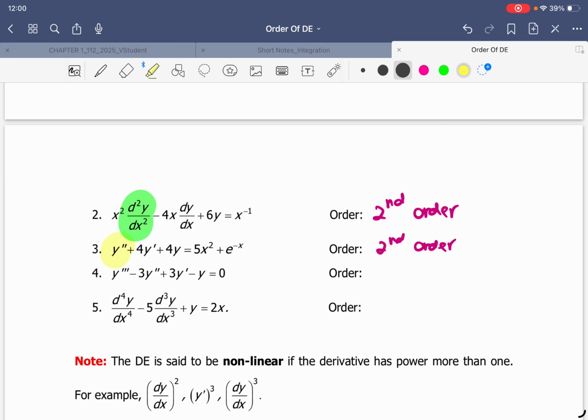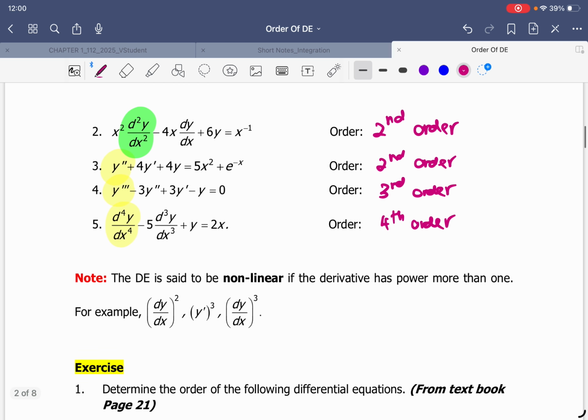And for the next one, we have y cube, or y triple prime. So this is the third order. And for the last one, we have d4 y over dx4. So this is the fourth order.